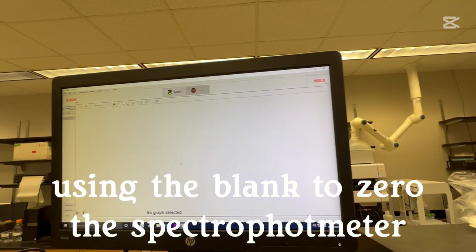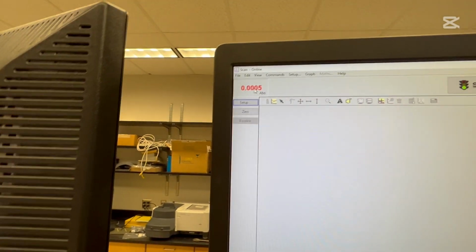It is important to zero the spectrophotometer because it acts as a standard for the other solutions to be compared against, and that will give you accurate absorbency measures.